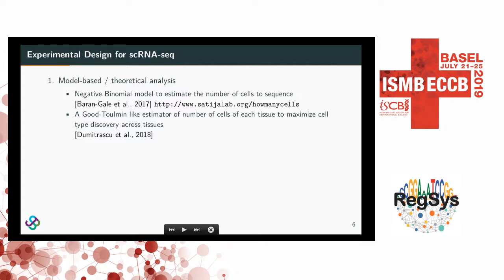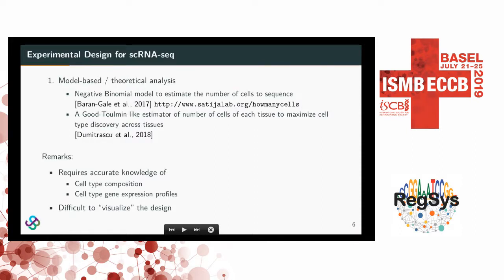Regarding the experimental design for single-cell RNA-seq, existing methods mainly fall into two categories. The first category is to do some model-based or theoretical analysis to estimate the number of cells to sequence. The simplest approach was developed by the Satija Lab, who developed the SURA software. They have a web page for estimating the number of cells to sequence by simply using a negative binomial model. And more recently, there is a paper from Barbara Engelhardt's lab at Princeton. This paper is still on bioRxiv, and they propose an estimator of the number of cells of each tissue, so as to maximize cell type discovery.